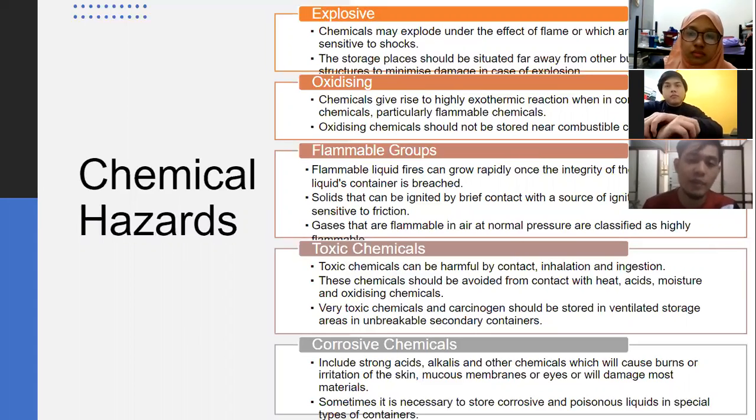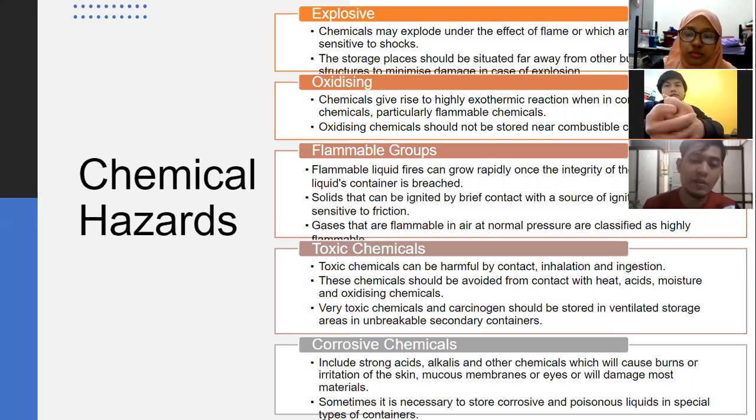Next, the flammable groups. Of course, flammable means that fire can grow rapidly once the flammable liquid container is breached, and the solids can ignite by brief contact with a source of ignition or are sensitive to friction, and the gases that are flammable in the air at normal pressure are classified as highly flammable. Next, toxic chemicals are harmful by any contact, so prevent contact, and prevent inhaling or ingesting the gases.